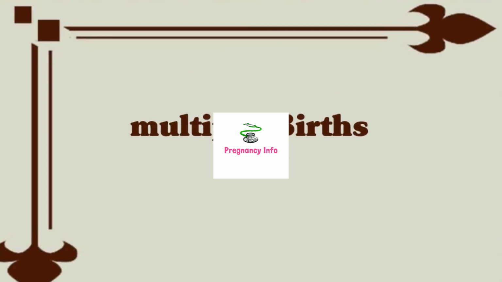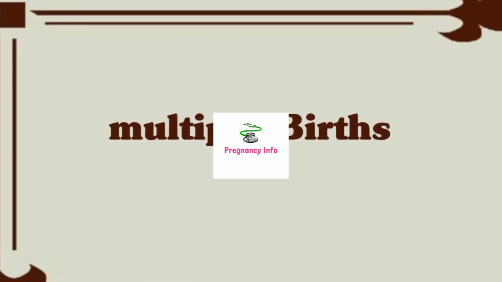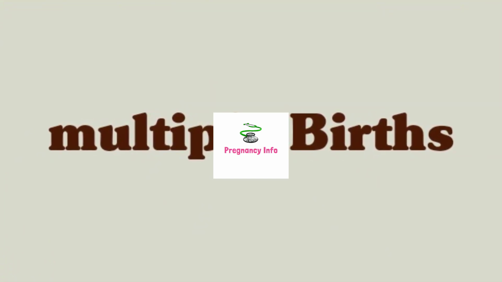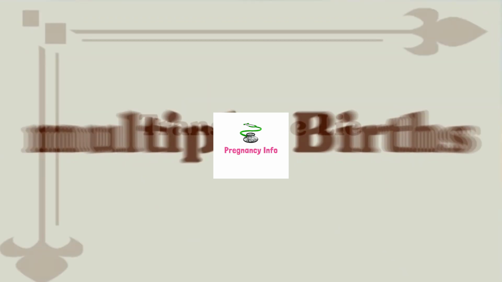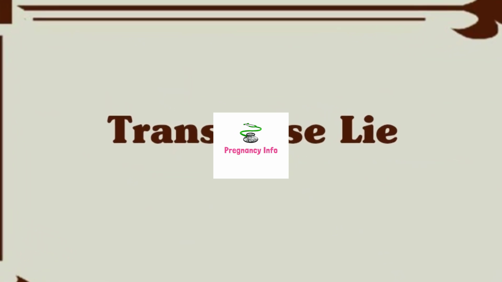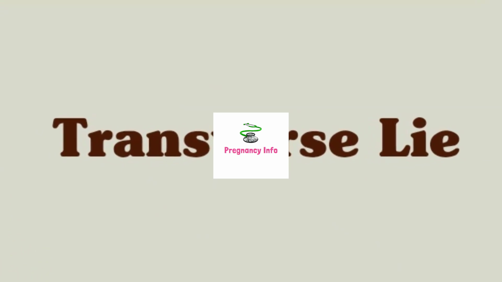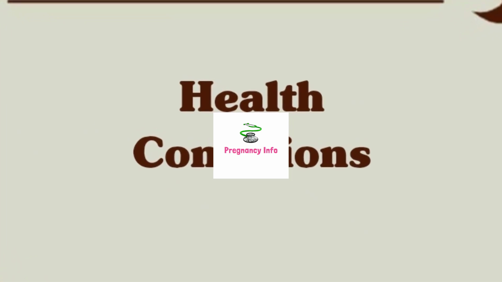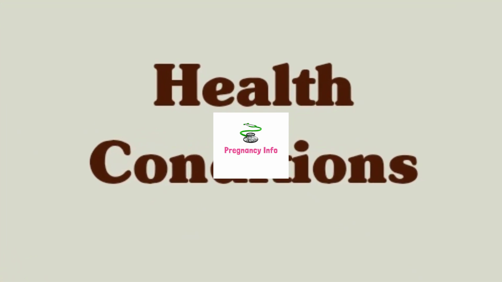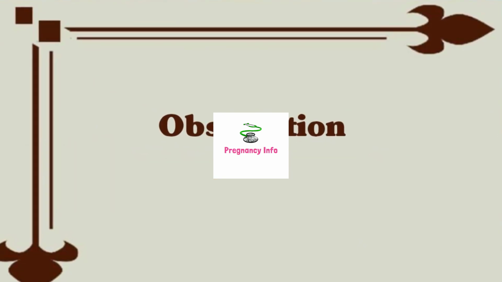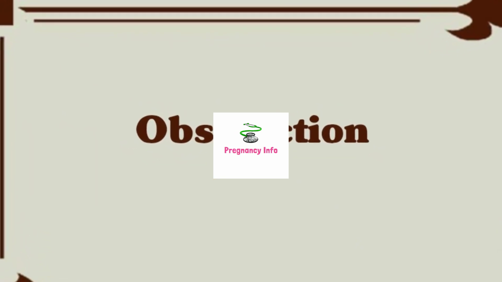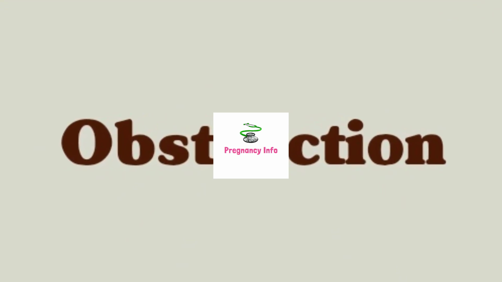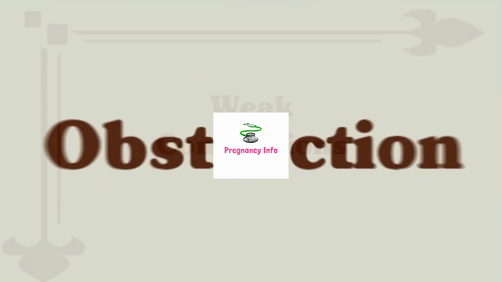Multiple births. Twins may be delivered vaginally depending on their positions, estimated weights, and gestational age. Multiples of 3 or more are less likely to be delivered vaginally. Transverse lie. The baby is in a horizontal or sideways position in your uterus, which can be the cause of cesarean. Health conditions. Conditions like heart disease could worsen with labor during a vaginal birth. Obstruction. A large uterine fibroid, a pelvic fracture, or expecting a baby with certain congenital anomalies may also be a reason for a C-section.